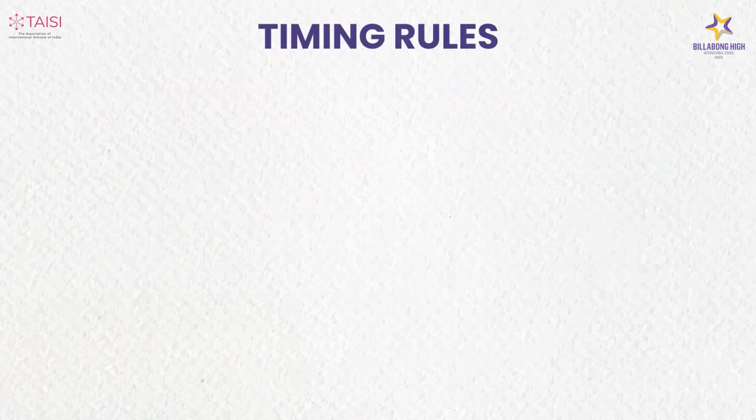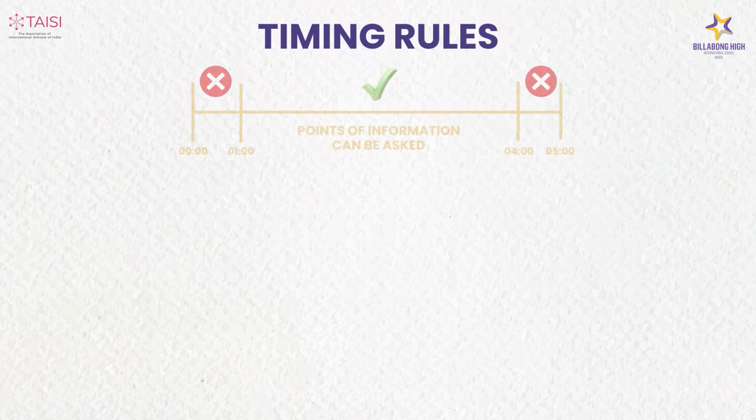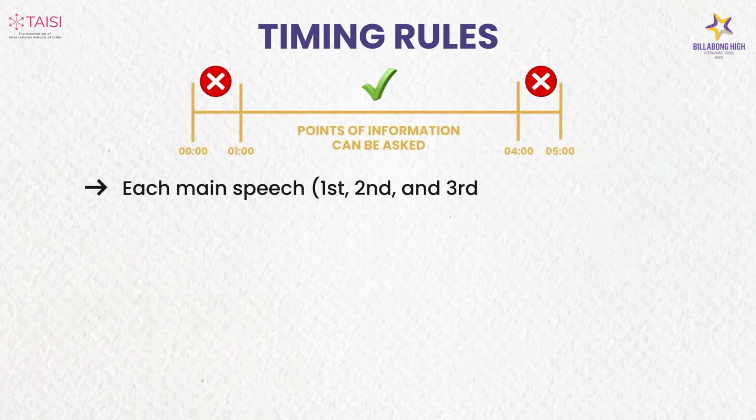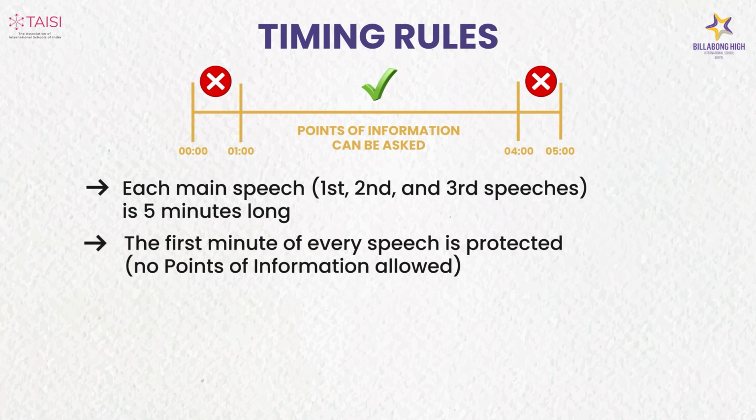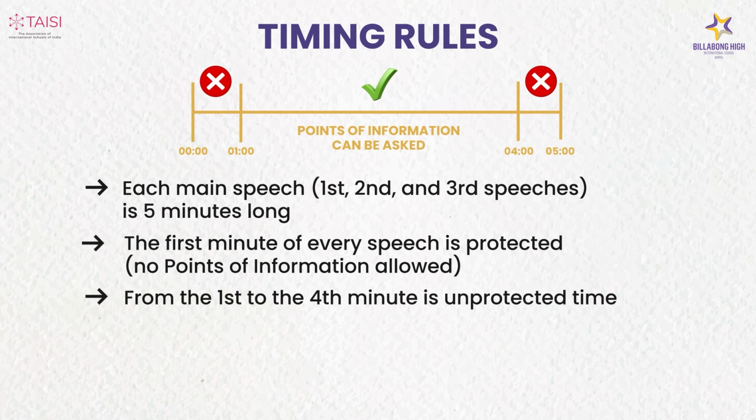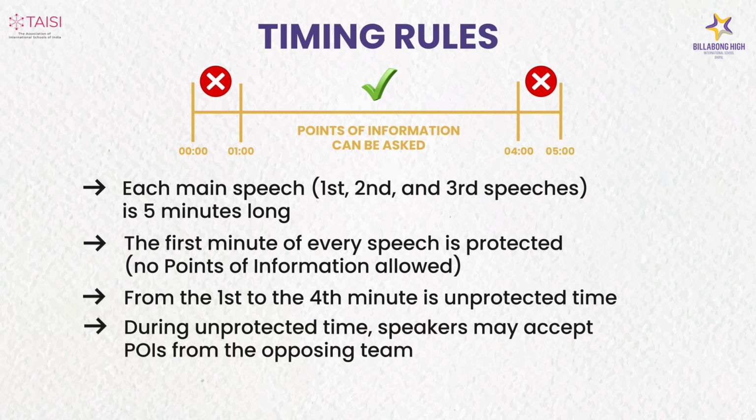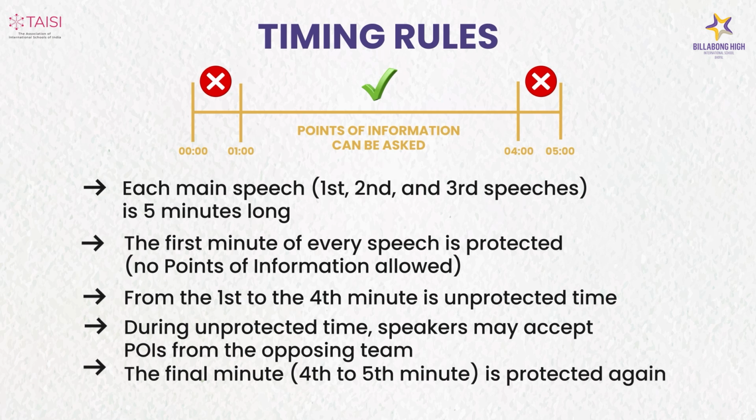Timing rules. In this modified version of the WSDC debate, each main speech, the first, second, or third speech, lasts 5 minutes. The first minute of every main speech is protected, during which the speaker cannot be interrupted by points of information. The period between the first and the fourth minute of the speech is unprotected time, during which the speaker may accept POIs from the opposing team. The last minute is protected again and no POIs may be offered.